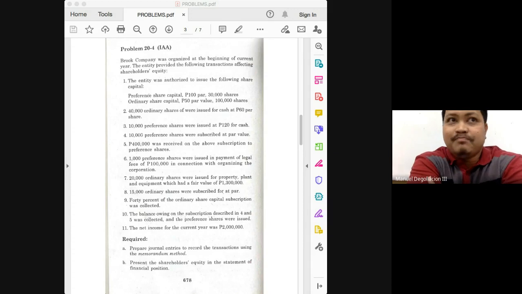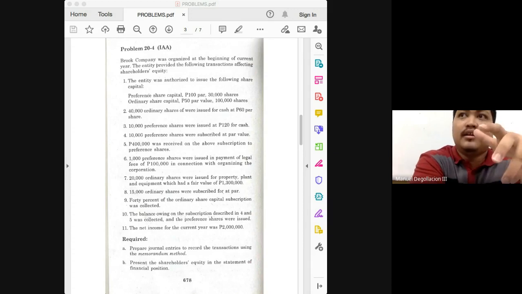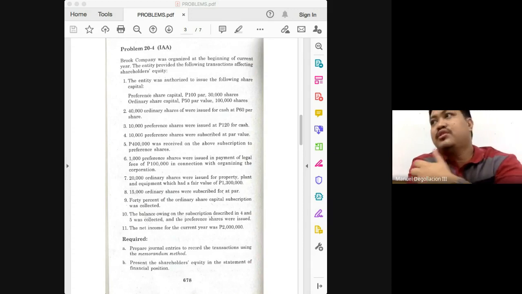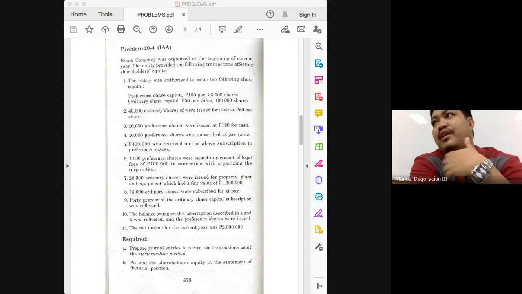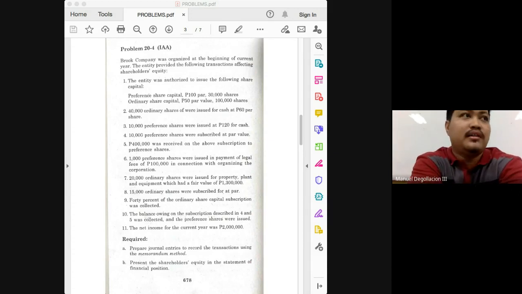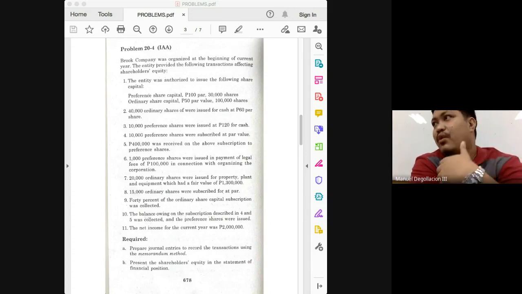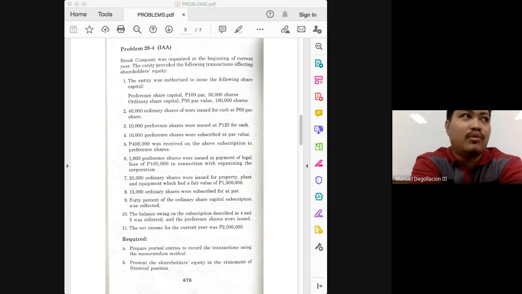Now, for me, the easiest transactions to journalize, class, would be those that involve cash because it's very easy for us to know whether cash is involved, and it would be very easy for us to know whether cash should be debited or credited. So if we receive cash, then definitely we will be debiting cash. If we are the one letting go of cash, if we are the one paying cash, then we know that our entry would involve a credit to cash.